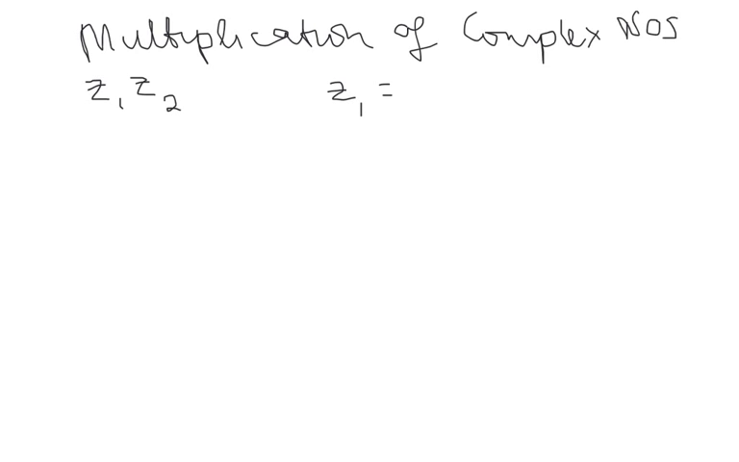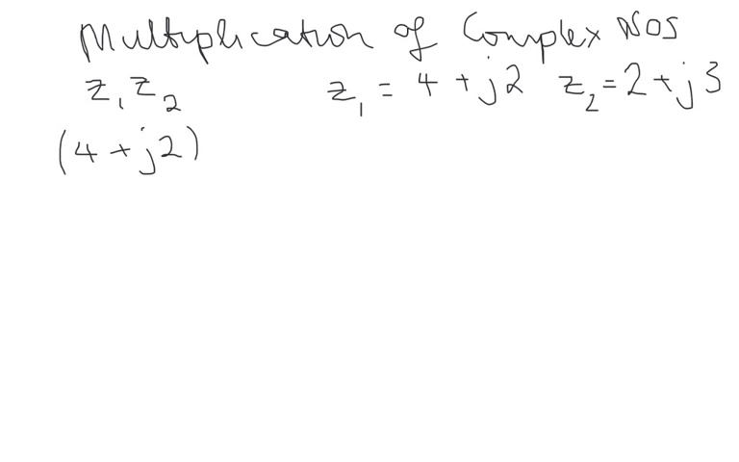If z1 is 4 plus j2 and z2 is 2 plus j3, we need to multiply these numbers, 4 plus j2 and 2 plus j3. So we can use the usual rules of algebra.